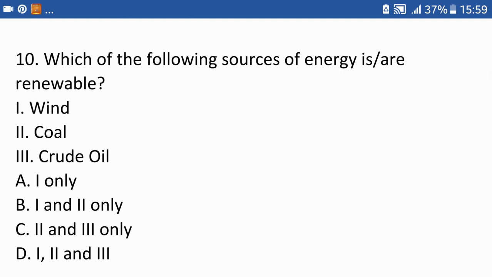Question 10. Which of the following sources of energy is or are renewable? I, wind, II, coal, III, crude oil. So you choose A, B, C, or D.